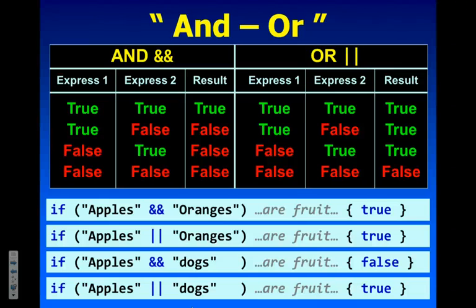If apples or dogs are fruit, is that true? Yeah. Now let me re-sentence it. If apples and dogs, pardon me, if are fruit, is that true? No, because "and" requires both of them to be true.